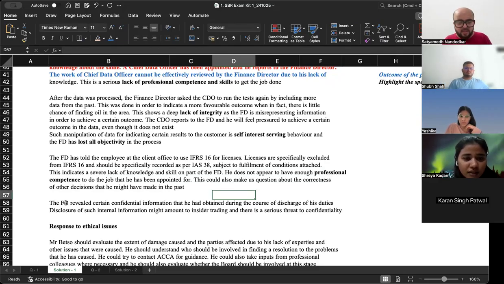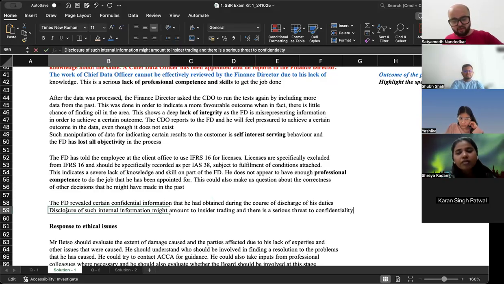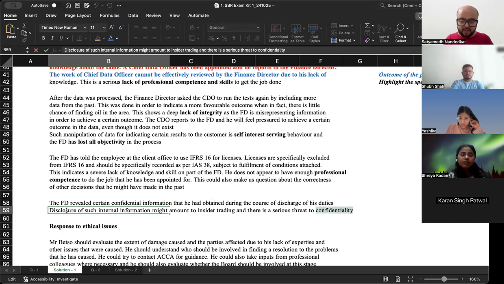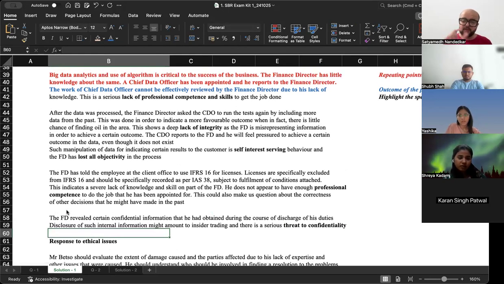And the finance director also revealed certain confidential information that he had obtained during the course of his duties. Disclosure of such internal information might amount to insider trading and is a serious threat to confidentiality. Make sure that you highlight the problem. And this is what will fetch you marks.